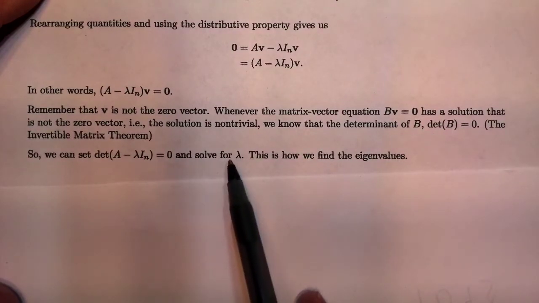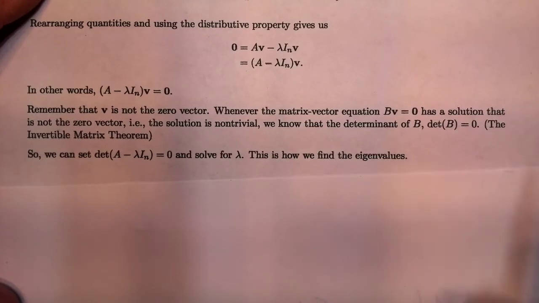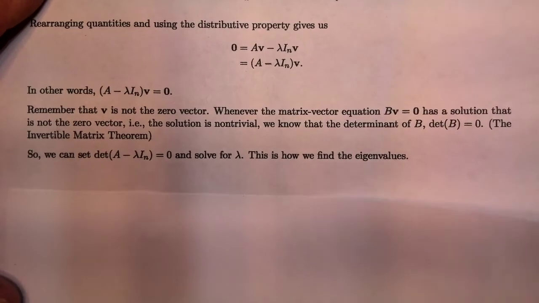So what we do is we take that equation and we solve it for lambda. And that's how we find the eigenvalues. We find the eigenvalues first, and then we can go and we can determine the eigenvectors. So let's do a simple calculation.